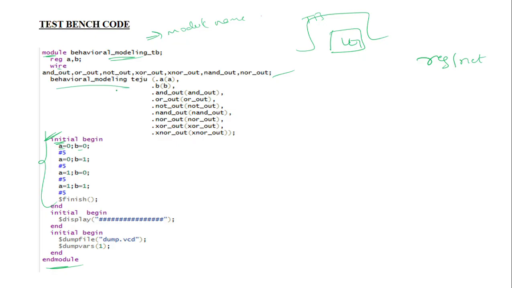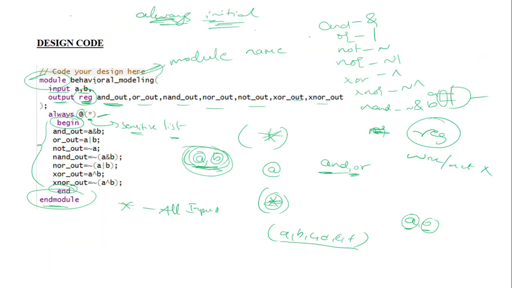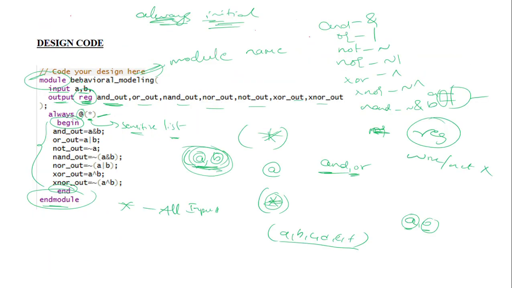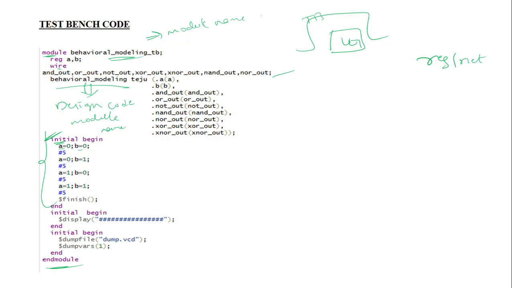Next, whatever you write here, what is the module name in the design code? You have to write the design code module name and instantiate it properly. Otherwise the inputs will not be connected to the design code. Only by writing the instantiation correctly will this test bench be connected to the design code; otherwise there is no connection between the two. And this is the instance name here.